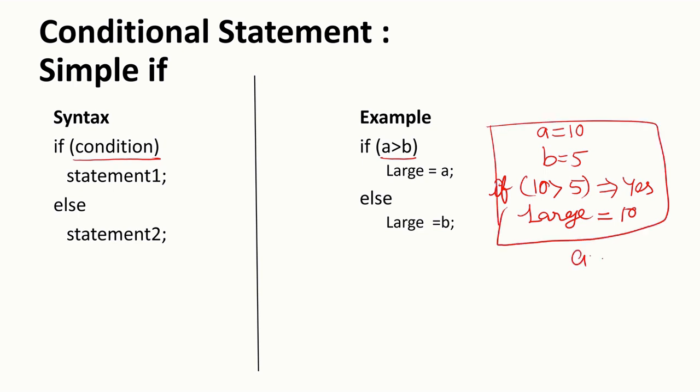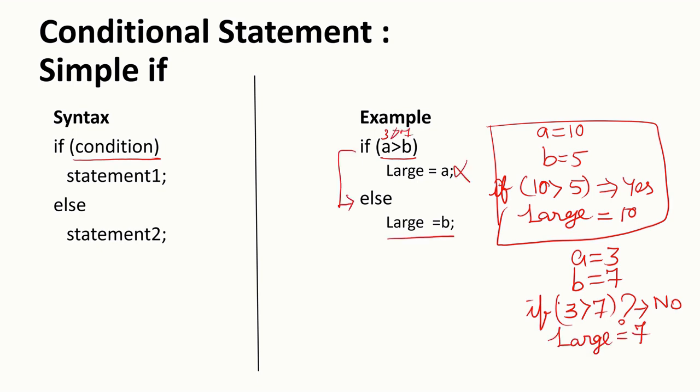If you imagine A is equal to 3, B is equal to 7. Now I'll check whether 3 is greater than 7. No, it is not greater than 7. So if 3 is not greater than 7, then this particular line will not be executed. It will come to the else part and it will say large is equal to B. So we say large is equal to 7.